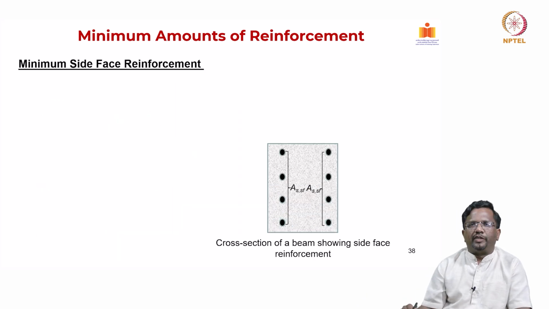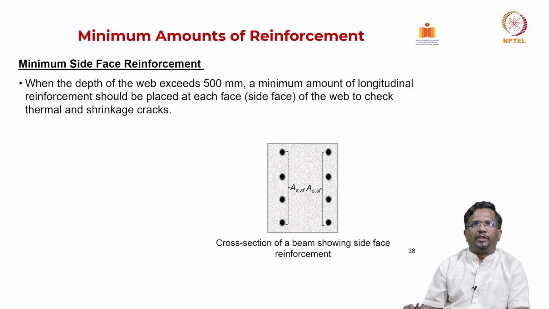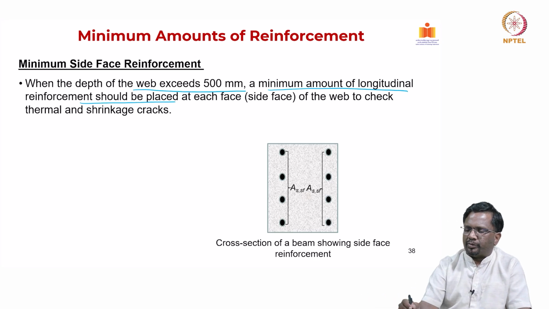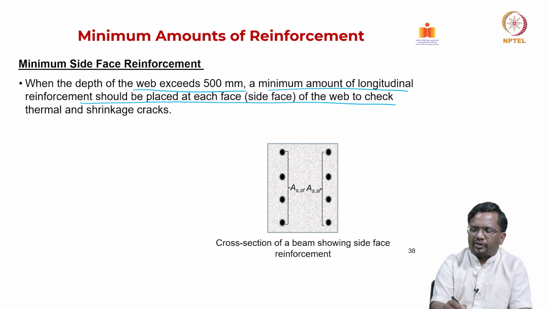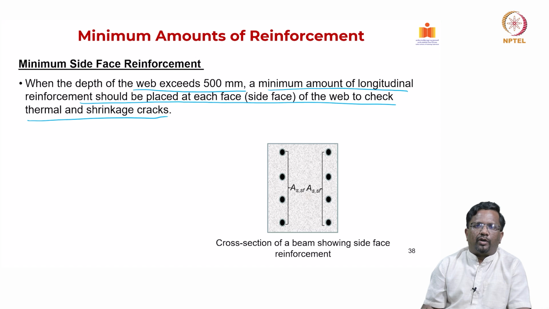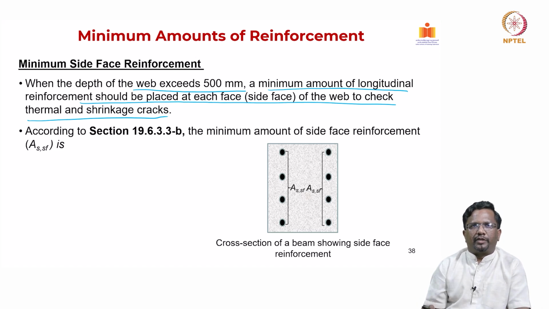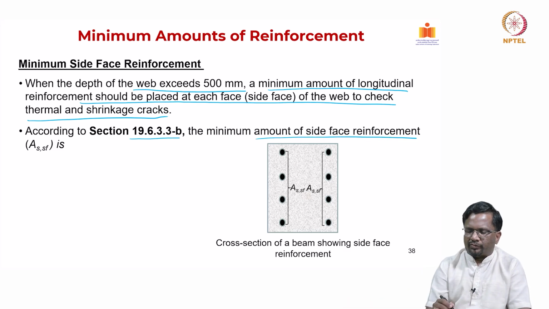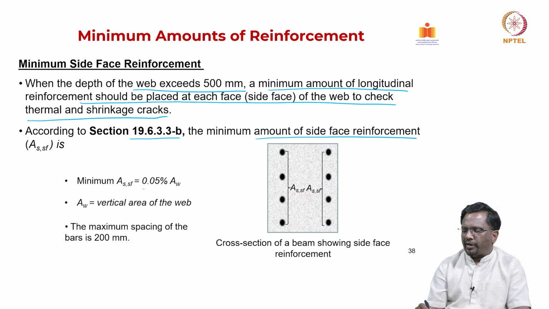Now, what is the side face reinforcement? If you see here, when the depth of the web exceeds 500 mm, a minimum amount of longitudinal reinforcement should be provided on each face of the web to check the thermal and shrinkage effects. Otherwise, shrinkage cracks can form small, and then finally it can convert itself into a structural crack. So, section 19.6.3.3(b), they tell you the minimum side face reinforcement as 0.05 percentage of the area of your web, that is a vertical area.